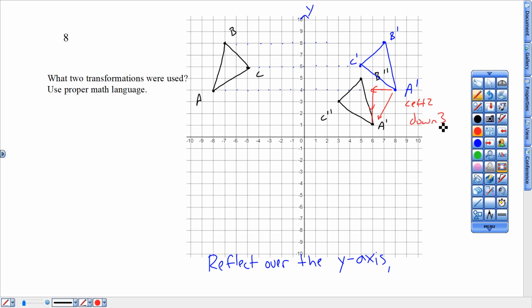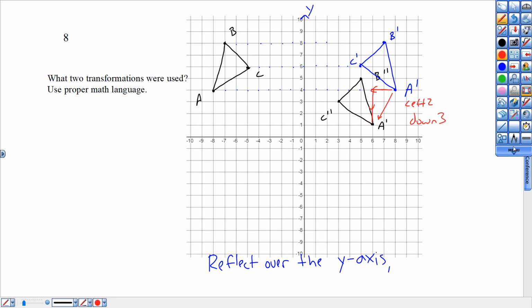So for this one, then you need to say translate, and I'm going left 2 boxes, left 2, you've got to write it in that order, down 3. You have to write it in that x-y look, that x minus 2 look, and then y minus 3 look. You've got to write it in that pattern. Translate left 2, down 3.